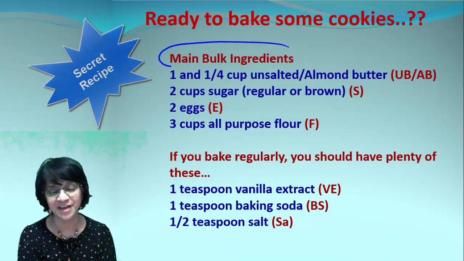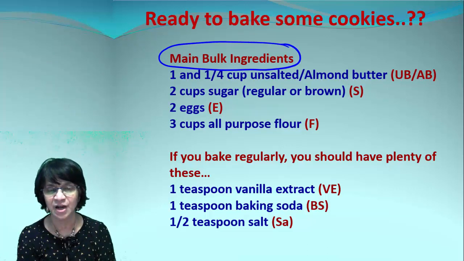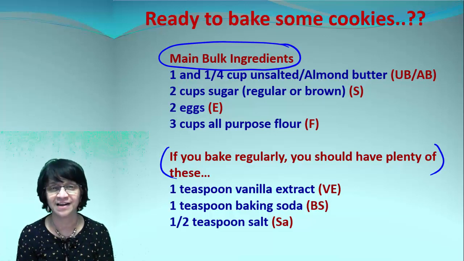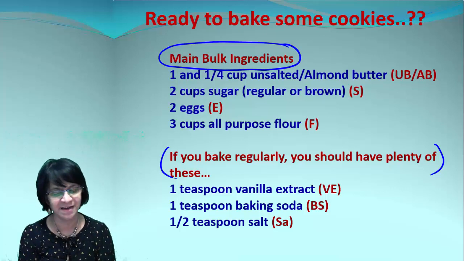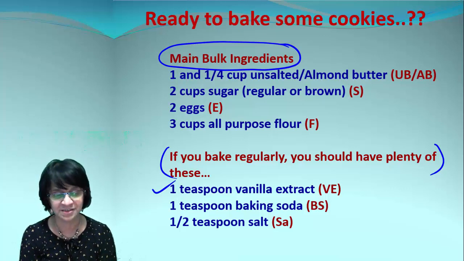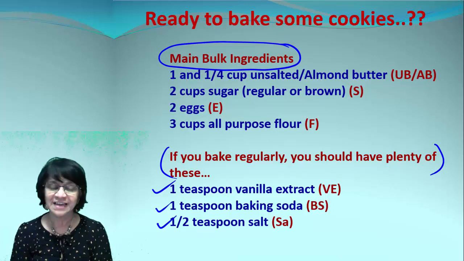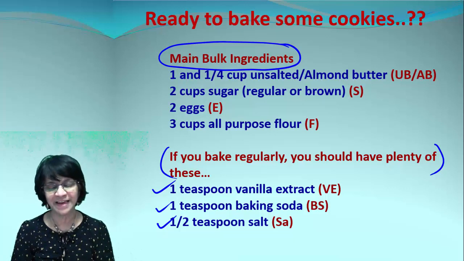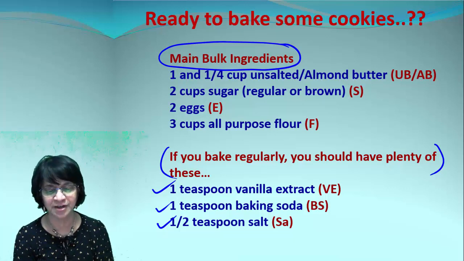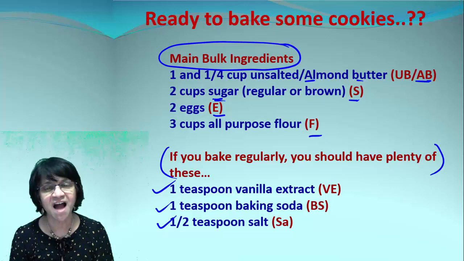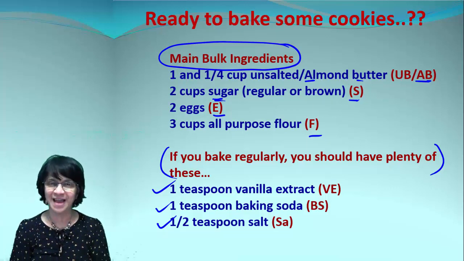Now I am going to classify these into two categories. One is the main bulk ingredients, and then these, if you bake regularly, you will always have. Since I was planning to do this baking, I already have vanilla extract, baking soda, and a teaspoon of salt. So I'm not going to worry about those. The remaining ones, if you look carefully, I am using some symbols: sugar, I'm putting S there, eggs as E, flour as F, and almond butter as AB, because I am going to get a chemical equation from that.